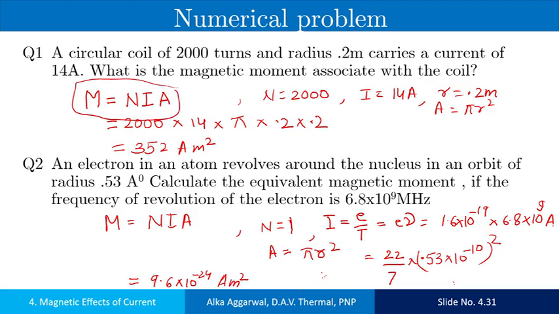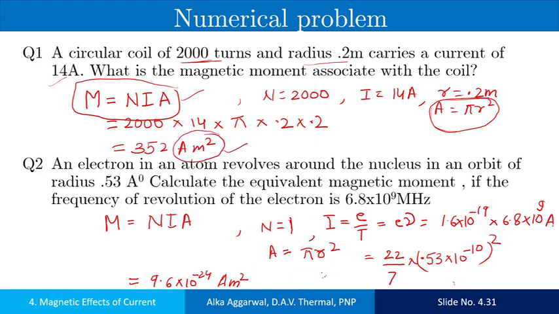Current is 14 ampere, radius is 0.2 meter, and A is the area of the coil, which is given by this formula. Now what is N? N is the total number of turns. So here the total number of turns is 2000. Substituting all these values, we get the exact relation. The unit of the dipole moment is ampere meter squared.